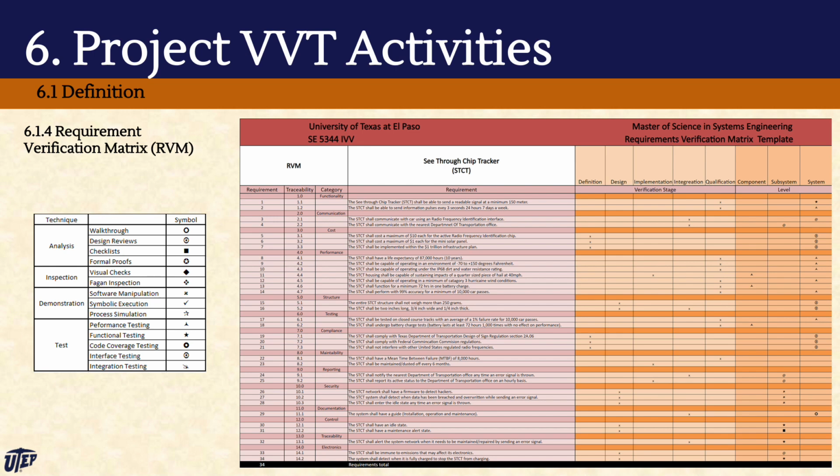6.1.4 Requirement Verification Matrix, RVM. All of the requirements have been approved and validated with key stakeholders. Now the requirements have to be verified within the system's development cycle. Depending on the type of requirement, different techniques can be used to verify each one. The techniques are analysis, inspection, demonstration, and test. The stage at which the requirement will be verified is also defined. This is crucial as some requirements will be verified in the first stage, definition. The stages are definition, design, implementation, integration, and qualification.